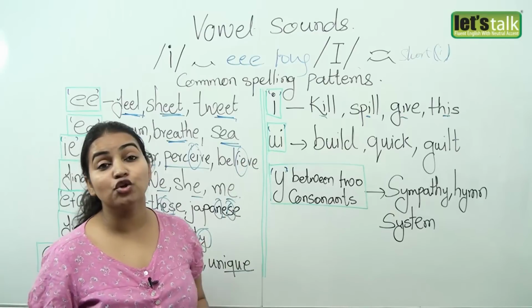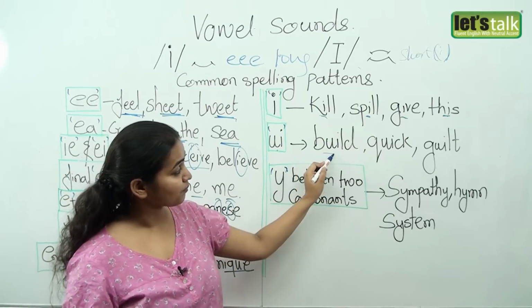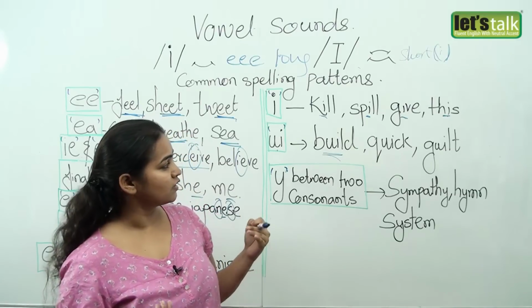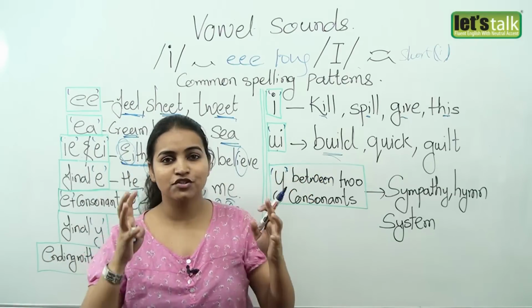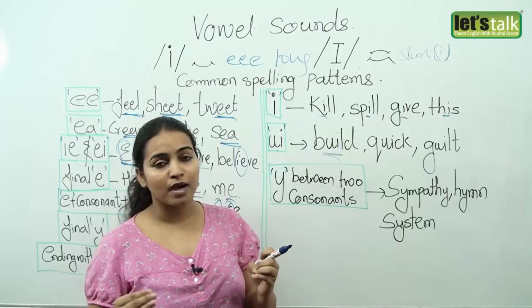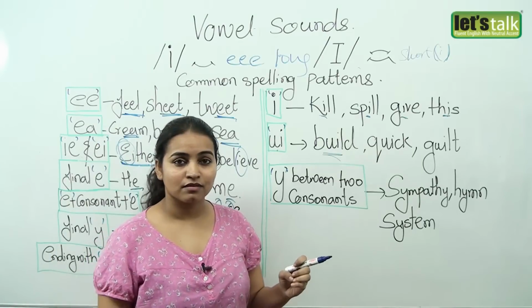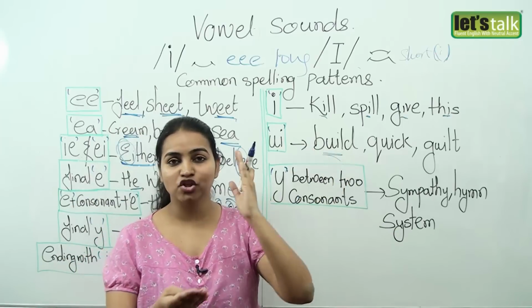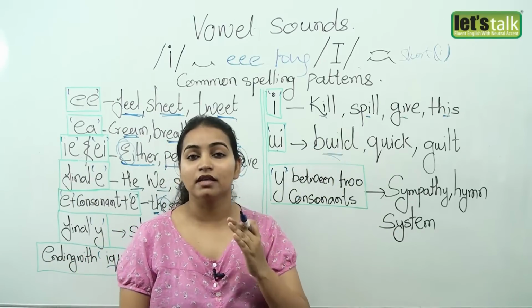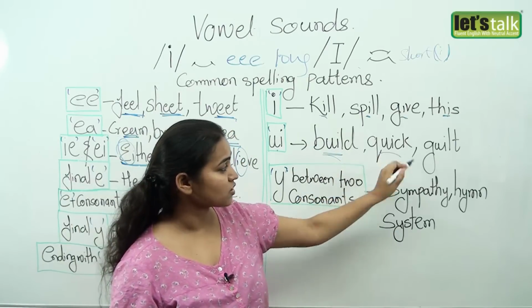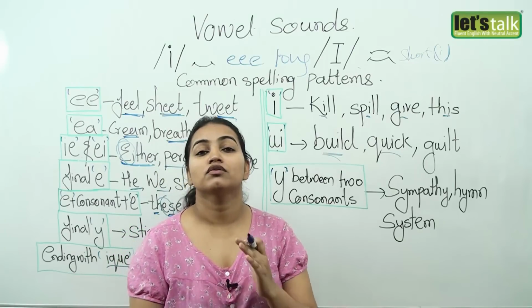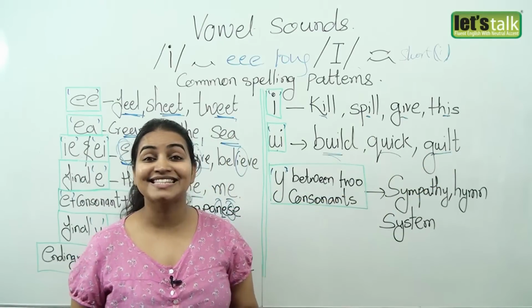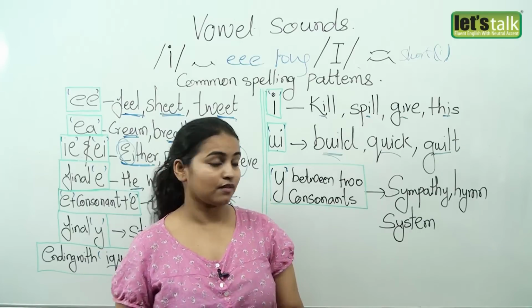Another set of words giving you the short I sound is the words which have a UI. Okay? For example, build. I know the spelling kind of confuses you because it's got a B-U-I, but it's not beeld, it is build, because the UI produces a short I sound. Similarly, you have another word which is quick, a short sound, quick. You have another word with the same UI, which is guilt.